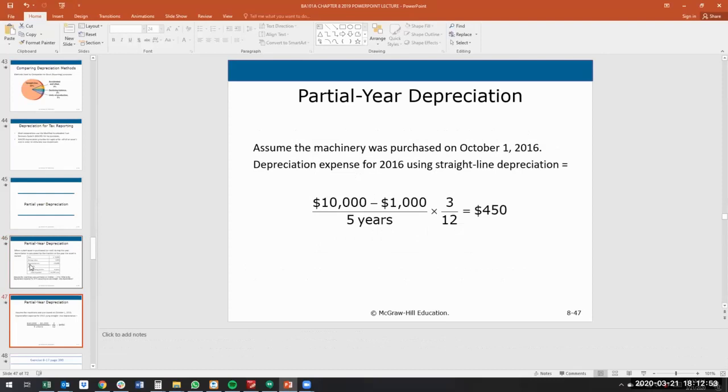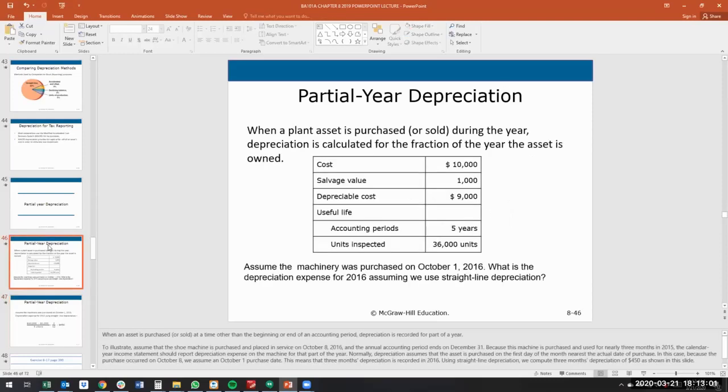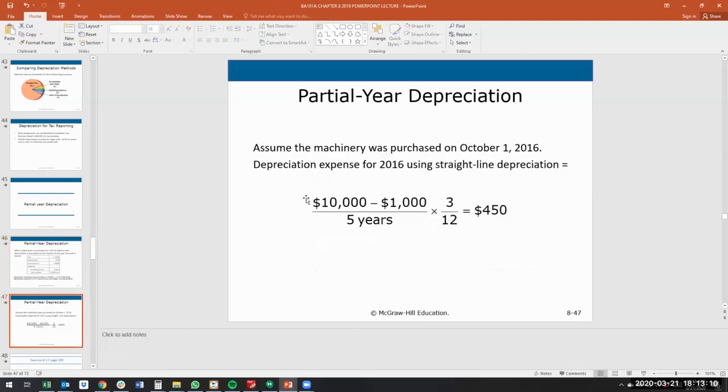So 10,000 minus 1,000. Again, if we had the same fact pattern, but we're just going to do it for 3 months out of the year, we just take 3 months of depreciation for that year. So same fact pattern, but instead of putting it in January 1st or December 31st, we're just going to talk October 1st. And so we're just going to take it for 3 months, October, November, December.